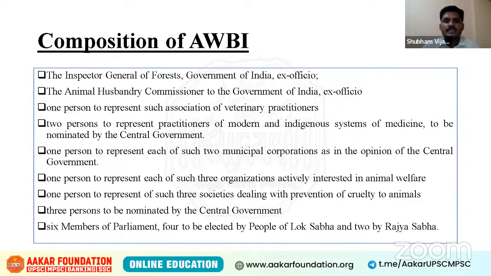Then one person to represent each of two municipal corporations as in the opinion of the central government. One person to represent each of the three organizations actively interested in animal welfare. Then one more who represents three societies dealing with the prevention of cruelty to animals. Then three persons nominated directly by the central government and six members of parliament, four from the Lok Sabha and two from the Rajya Sabha.